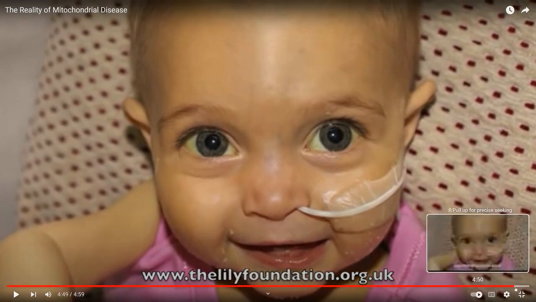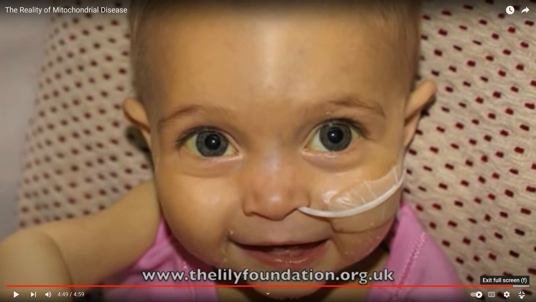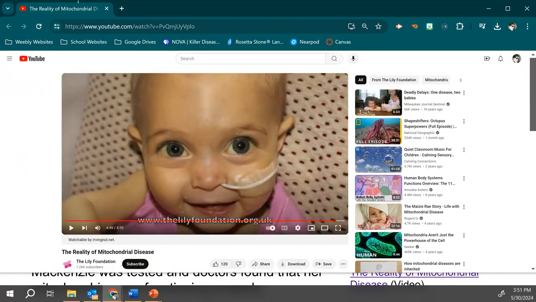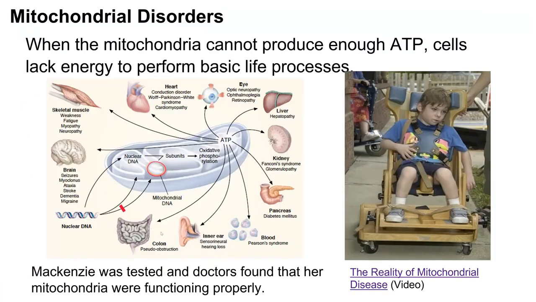Well, I hope you all did enjoy that musical interlude there. If you notice, a majority of the children that have been diagnosed with these mitochondrial disorders, sorry, not a disease, have feeding tubes, and that is because their digestive systems are not working properly and they need help in digesting. Okay, so Mackenzie was tested and we found that her mitochondria were functioning properly.